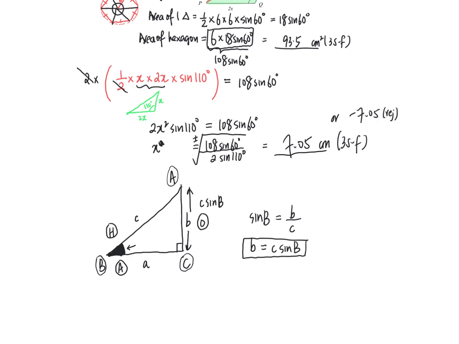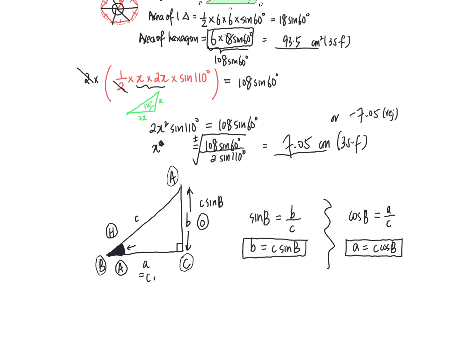Okay, then how do I find the other one? So for instance, cosine of the angle B, what will it be? a over c. So to find a, it will be c cosine B. So this is a very quick way to find the length you want.